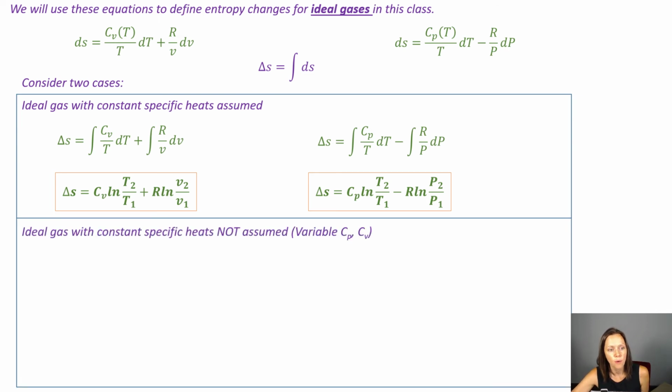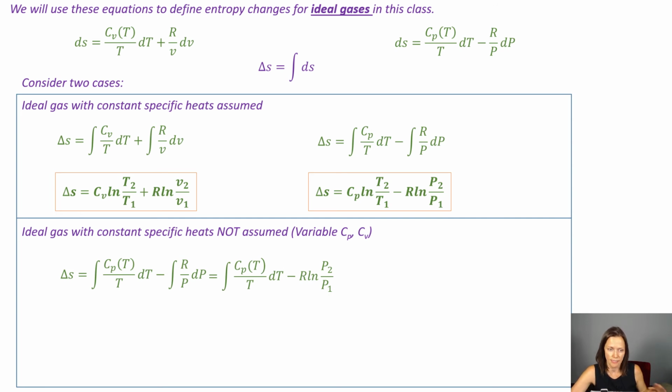All right, now we're going to not assume specific heats are constant. So we're taking into consideration how Cp and Cv vary with temperature. I've got this equation here, and I've got two terms. I can integrate the second term pretty easily because R is just a constant, and that comes out of the integral, but that first term is a little bit more difficult.